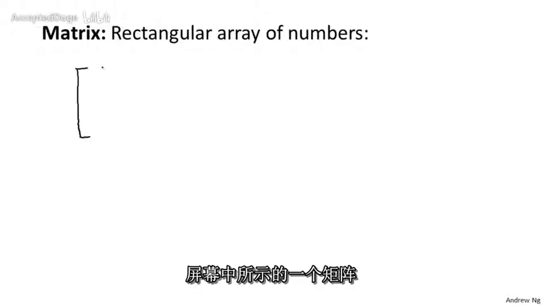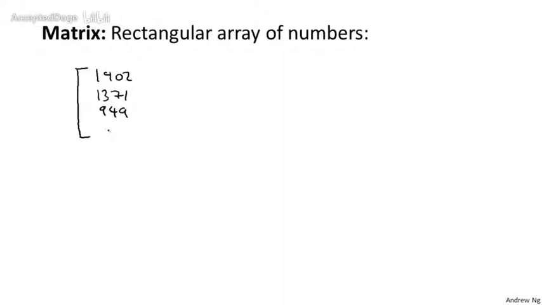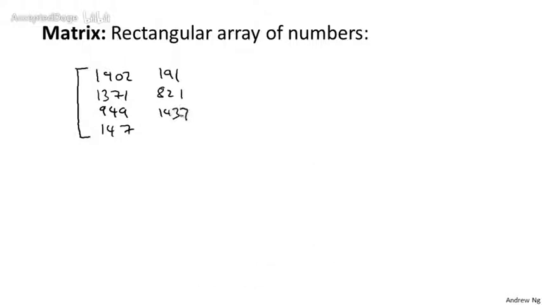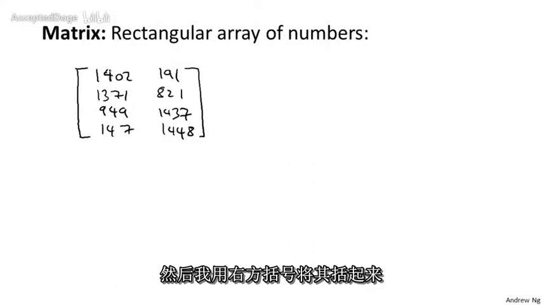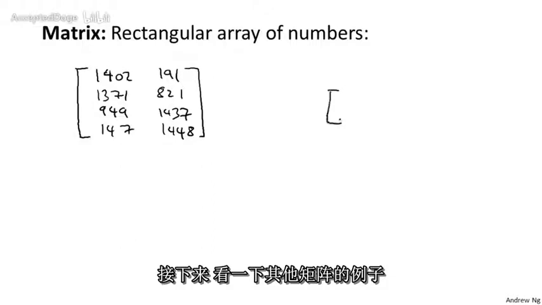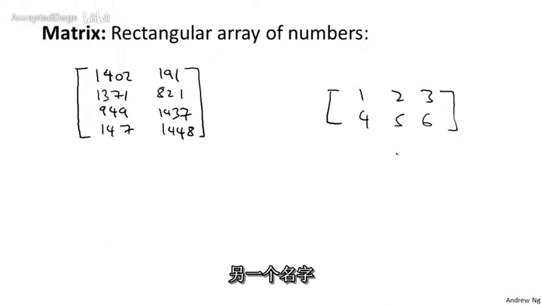I'm going to write a left square bracket and then write in a bunch of numbers. These could be features for a machine learning problem, or data from somewhere else. But the specific values don't matter. And then I'm going to close it with a right bracket. So that's one matrix. And here's another example of a matrix. I'm just going to write 1, 2, 3, 4, 5, 6. So a matrix is just another way of saying a 2D or two-dimensional array.